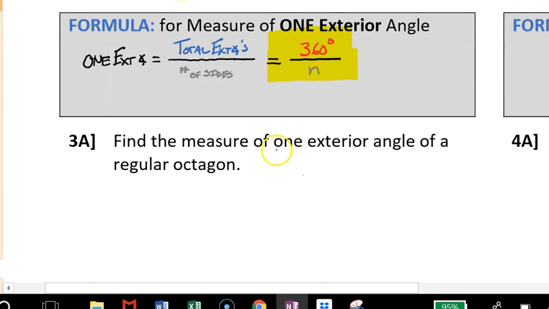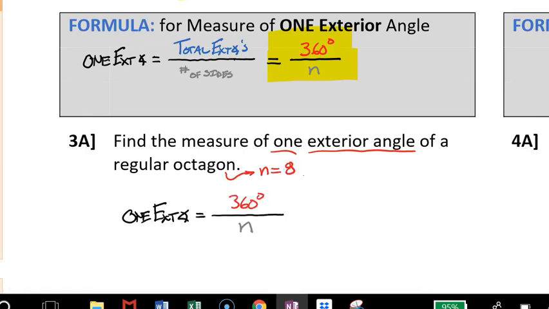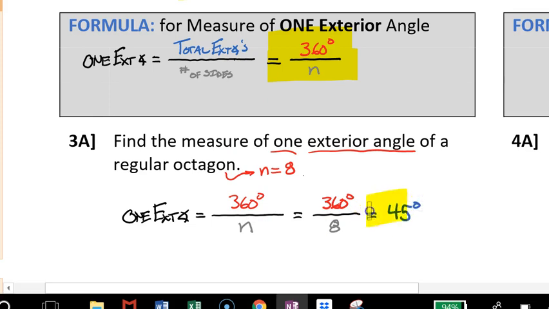So as an example, let's take a look at 3a. Find the measure of one exterior angle for a regular octagon. Octagon meaning that we have 8 sides. So using our formula, one exterior angle is equal to 360 degrees, the total, divided by the number of sides, or 360 degrees divided by 8, which gives us a measure of 45 degrees for one exterior angle.